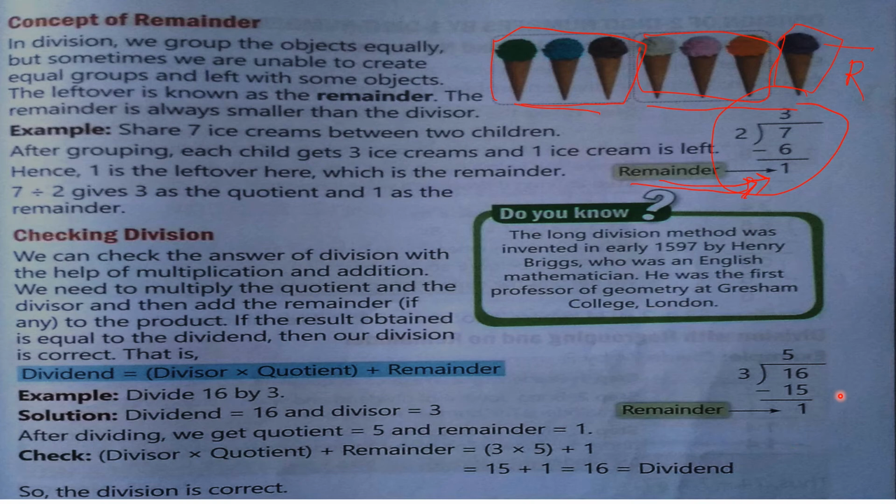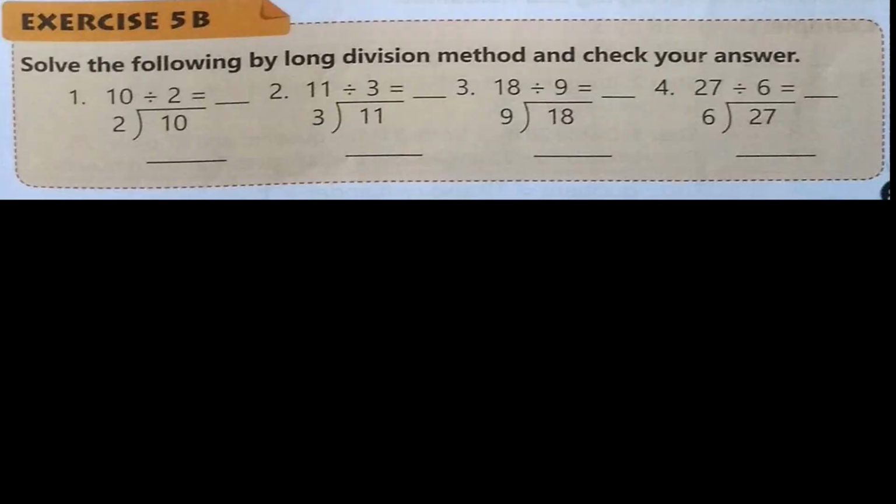So our dividend is 16. This division problem is correct because we got the answer 16, and the dividend is also 16. That means our division is correct. Got it, children? In this way we can check our division. Now let's do our exercise.